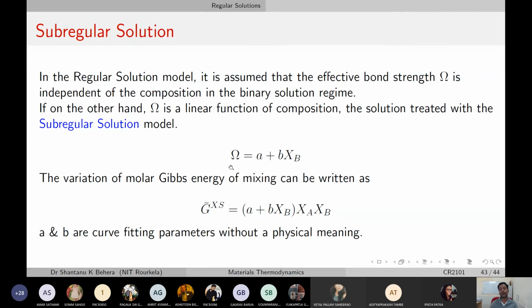And so effectively, the excess Gibbs free energy upon mixing would have to be taken with this term, omega xA xB, which is an expansion of (a plus b xB) multiplied by xA xB. And you can get these numbers a and b, which are geometrical curve-fitting numbers that you derive from experimental data. They don't tell anything physical, just that they're fitting parameters, right? So when we introduce these terms and it fits well with experimental data, then we call the solutions subregular solution models, right?